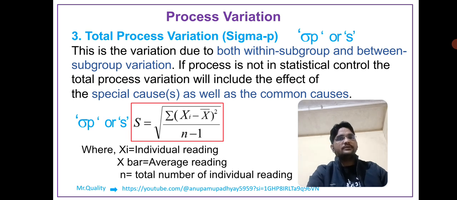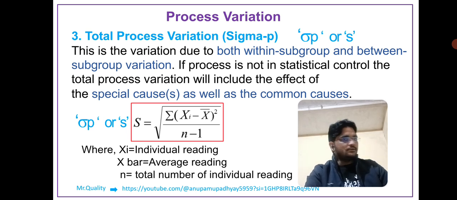Both variations are present in total process variation: within subgroup variation and between subgroup variation, with common cause and assignable causes both present in the system. This is known as total process variation, denoted by sigma p or sigma s. The formula is the square root of the summation of (xi minus x bar) whole squared, divided by n minus 1.